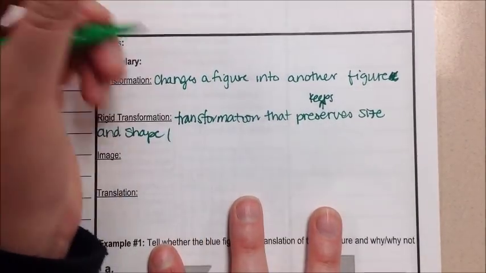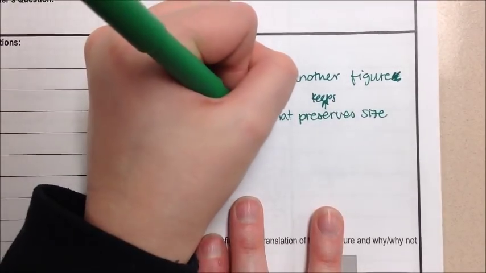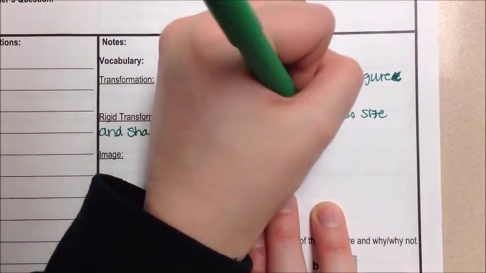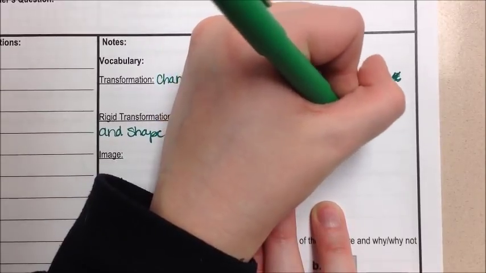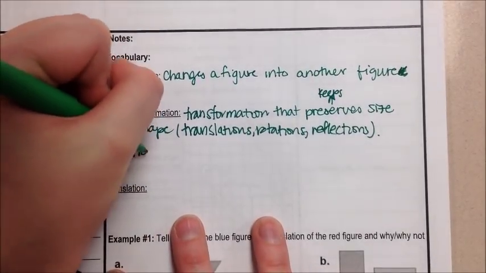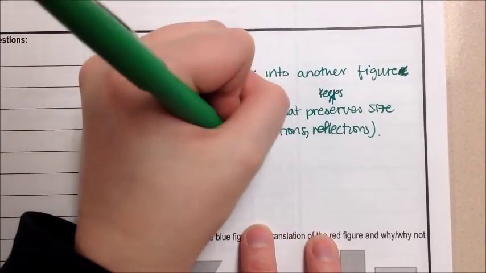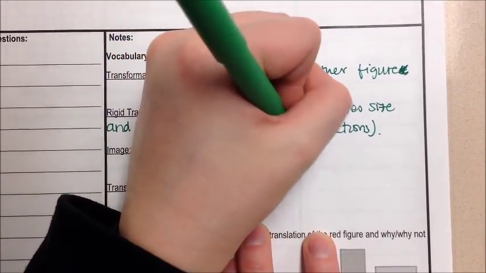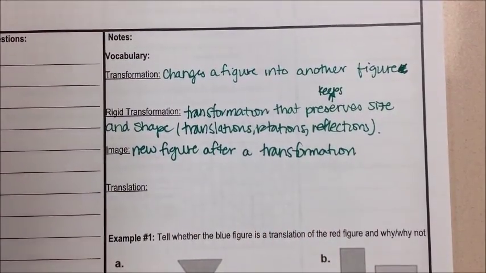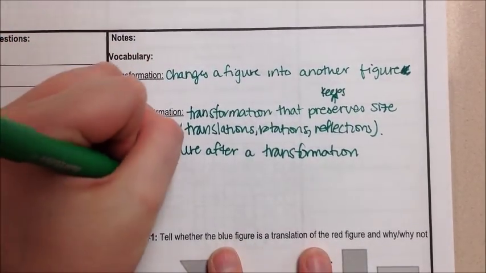Okay, so rigid transformations include translations, rotations, and reflections. An image is the new figure after a transformation. So you have moved the figure somehow, you've manipulated it, you've changed it, and the new figure is called the image.